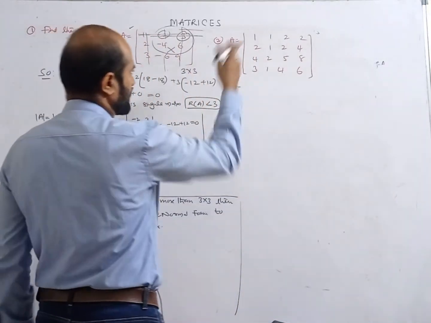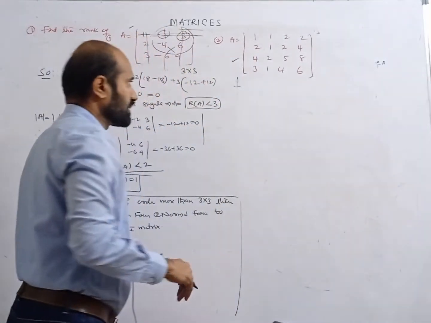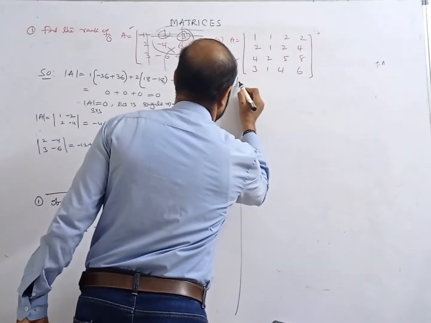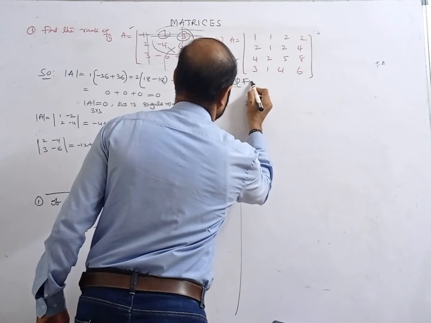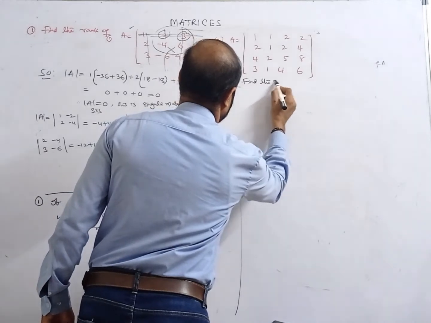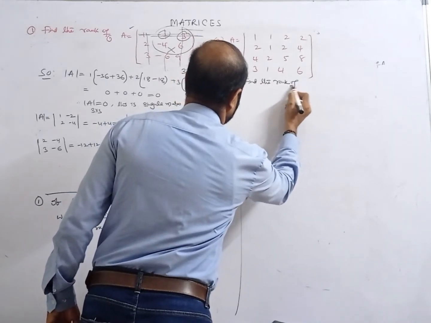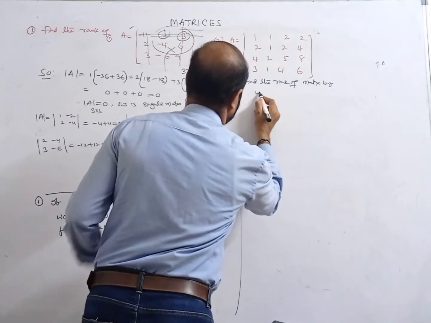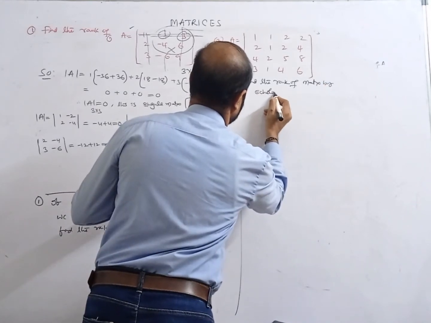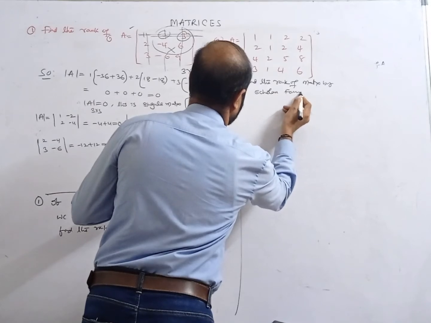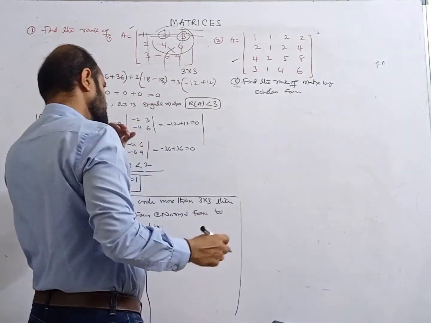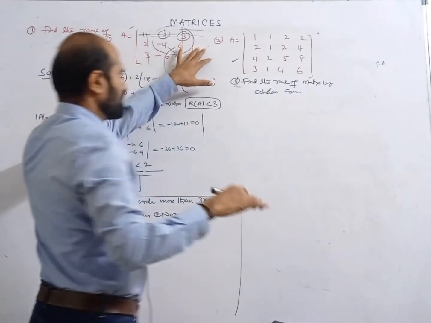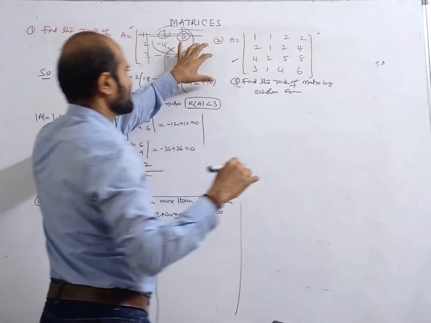Let us suppose this is a given matrix A. Question: find the rank of the matrix by using echelon form, right? So now let us use it step by step. I will explain step by step, so you can easily understand.